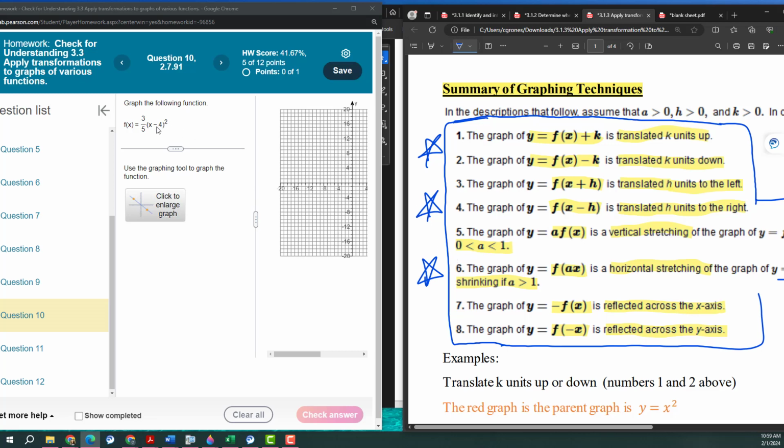And we're also going to have a translation. We have x minus 4. So it's going to go to the right 4 units. So we have a vertical shrink and a horizontal translation that we need to look at.